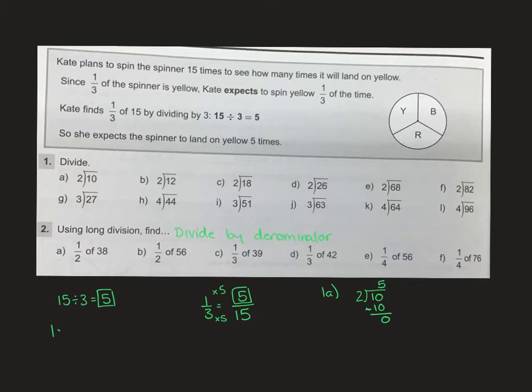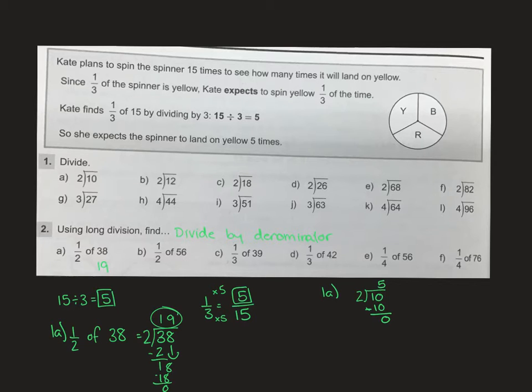So for 1a, 1/2 of 38 is the same thing as 38 divided by 2, right? So 2 goes into 3 once, is 2, take away, equals 1, bring down the 8, 2 goes into 18 9 times, minus 18 is 0. So 1/2 of 38 is 19. So that would be your answer for this question. So that's what you'll do for the rest of these.